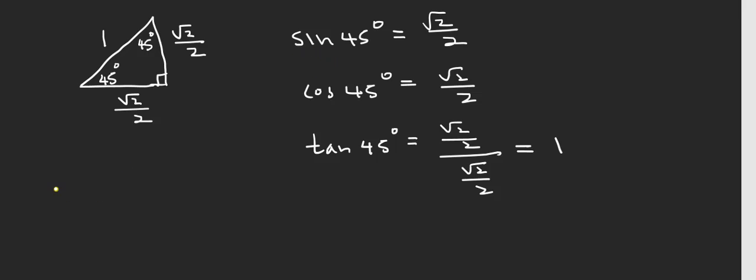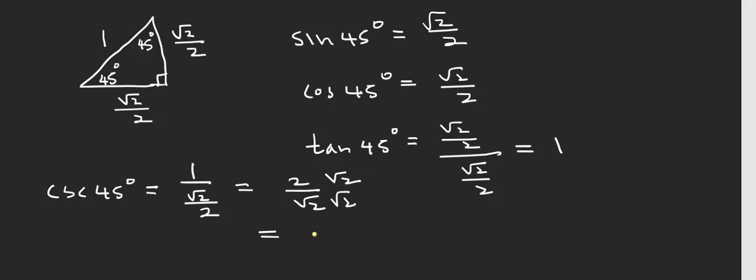By the way, you could also find cosecant of 45, secant of 45, and cotangent of 45 as well. So for example, what is cosecant of 45? Cosecant of theta is hypotenuse over opposite, or the reciprocal of sine of 45. So what is that? This is going to be 2 over radical 2. So multiply radical 2 to top and bottom. You are going to get 2 radical 2 over 2. The 2 cancels out, so you end up getting radical 2. So cosecant of 45 degrees is radical 2.